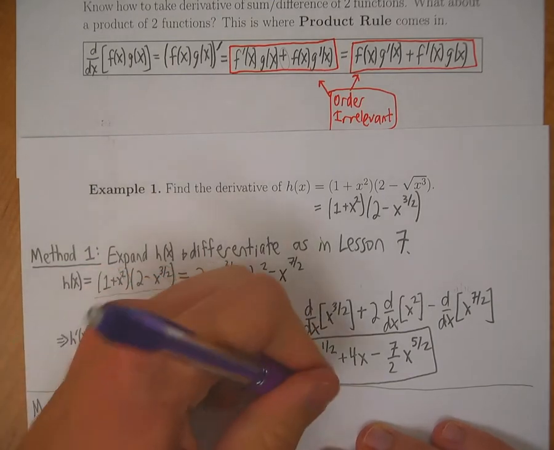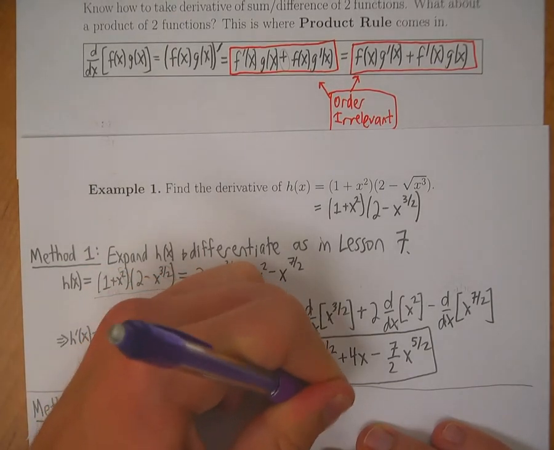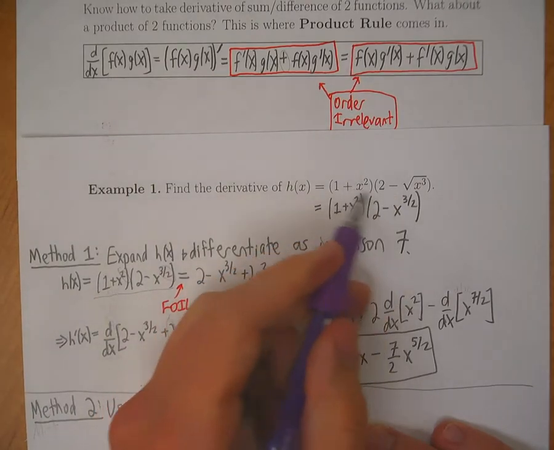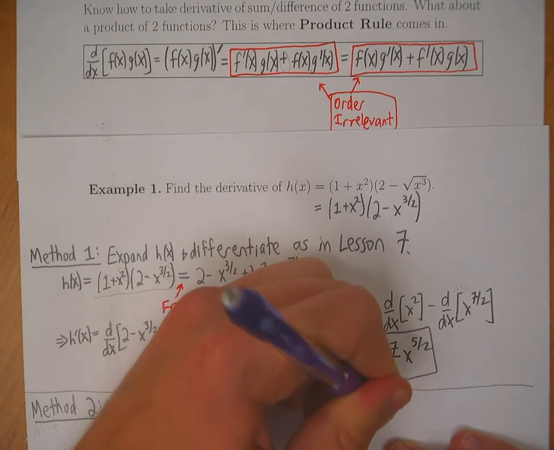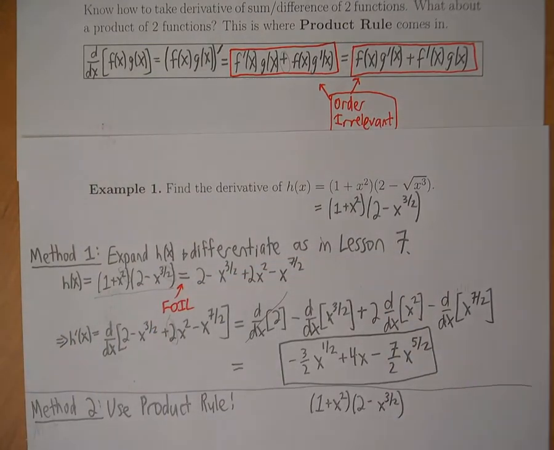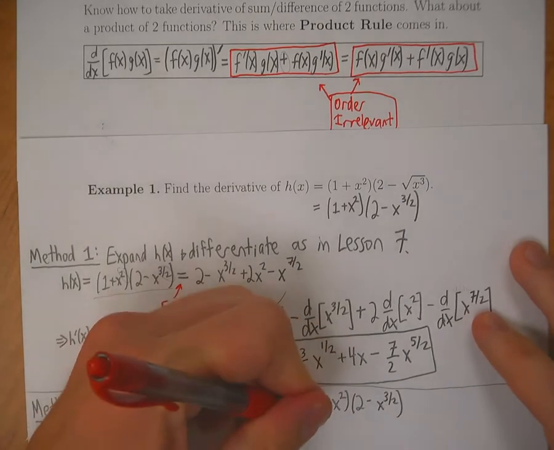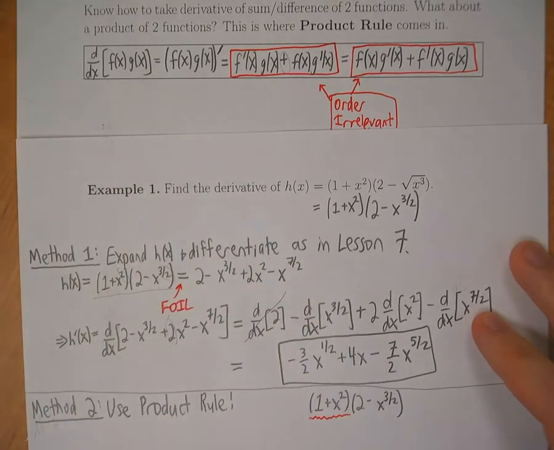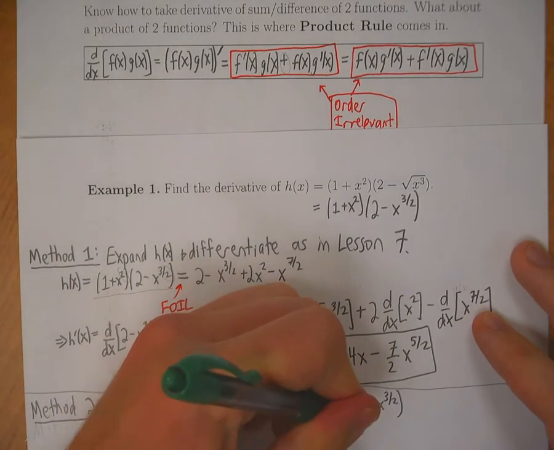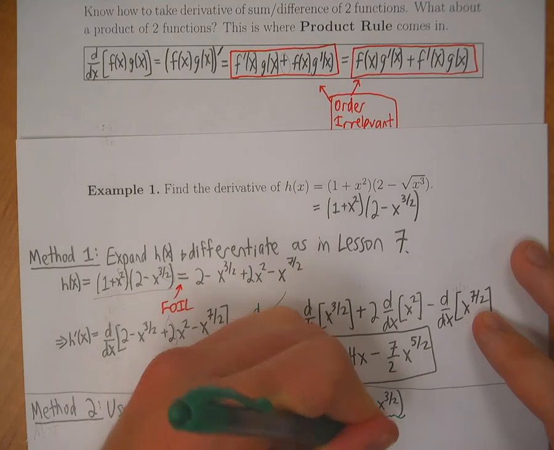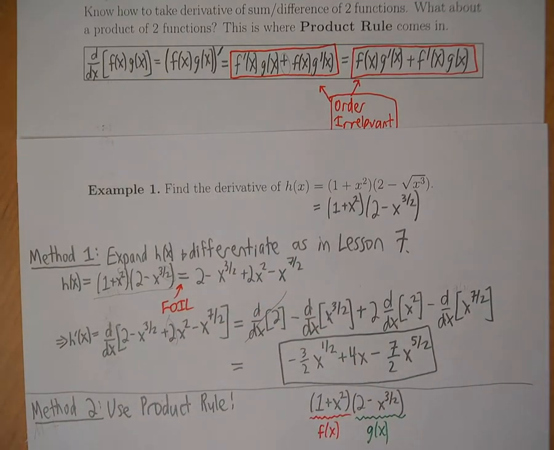Okay. So again, I'm going to rewrite h of x as the product of these two functions. So we have 1 plus x squared times 2 minus x to the 3 halves. Okay. In this case, if we want to view this as the product of two functions of x, we can. So the first part will be our f of x, our 1 plus x squared. And then g of x will be the second thing. So g of x would be 2 minus x to the 3 halves. Okay.